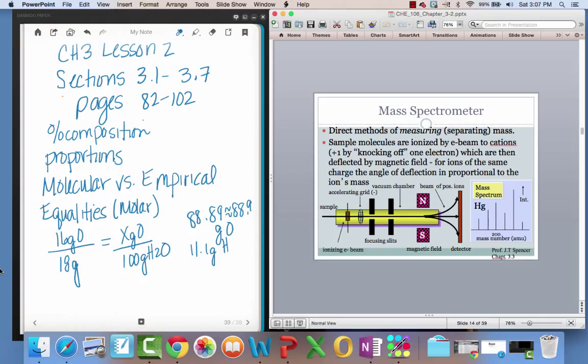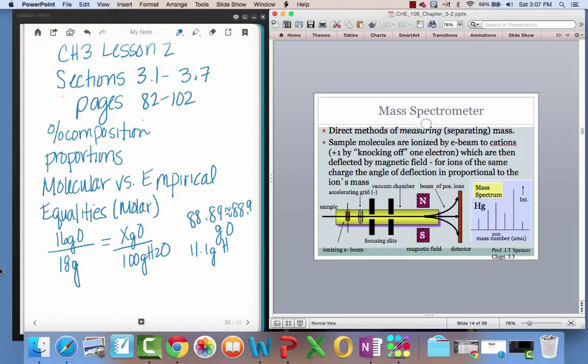So the easiest way to determine masses of atoms uses a mass spectrometer. That's the most accurate method currently available. What this instrument does is that atoms or molecules are passed into a beam of high-speed electrons. And that knocks electrons off the atoms or molecules that are being analyzed, and causes them to change into positive ions because you've removed some electrons.